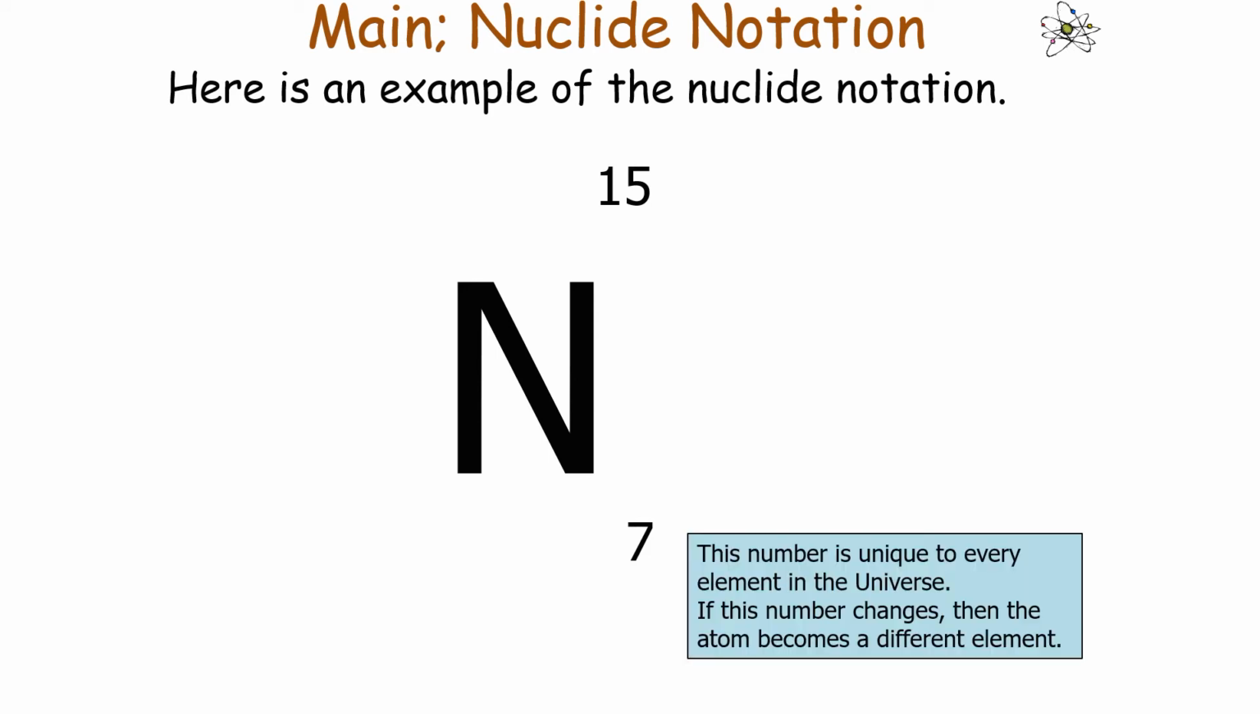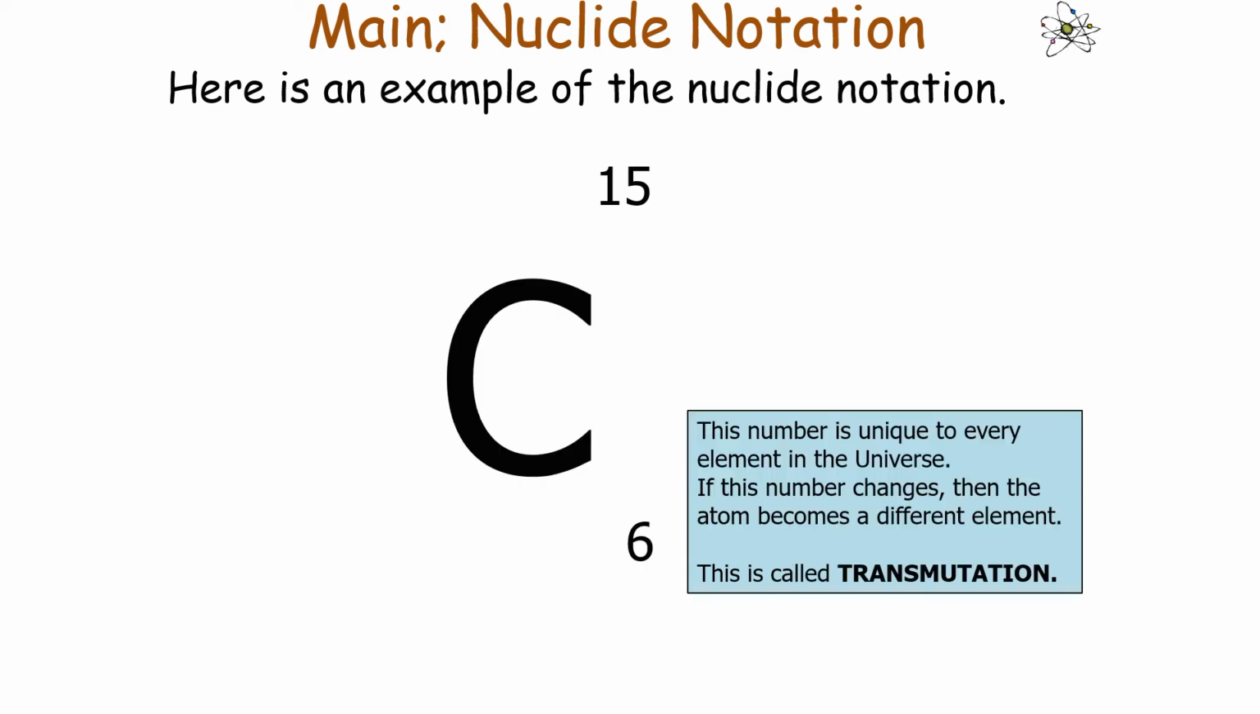Now the number of protons is unique to every element in the universe. If the number changes, this indicates the atom becomes a different element. So if the 7 protons change to 6 protons, it will become a different element. It's gone from nitrogen into carbon. The idea of when an atom can change into a different element is called transmutation.